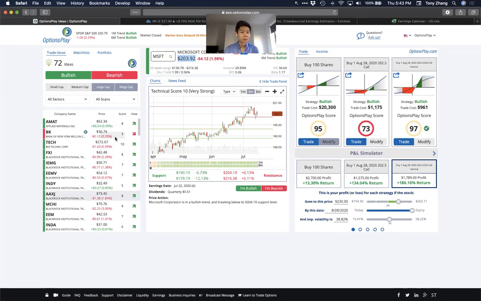What's the difference between VIX and implied volatility? VIX is the implied volatility of the S&P 500. So the VIX is specifically the implied volatility of just the S&P 500. Implied volatility is just implied volatility. You can calculate implied volatility on any stock.